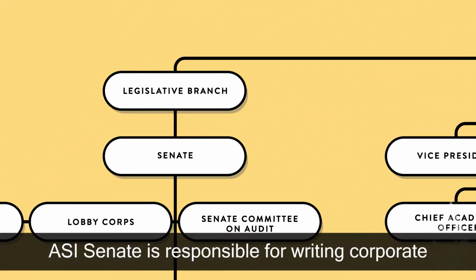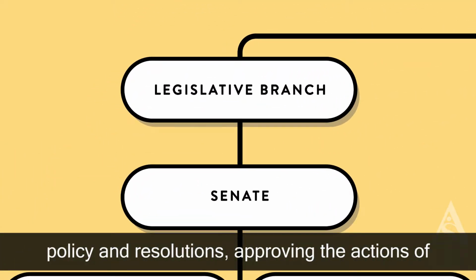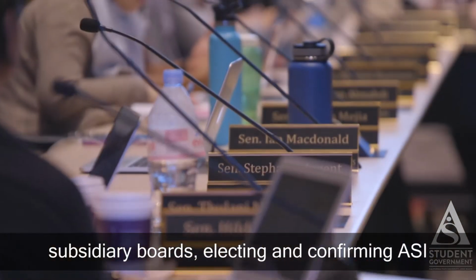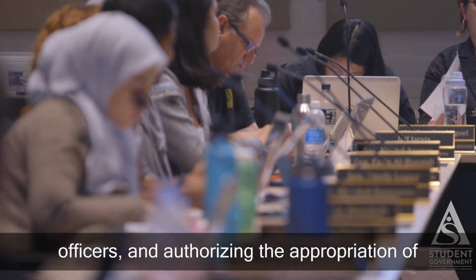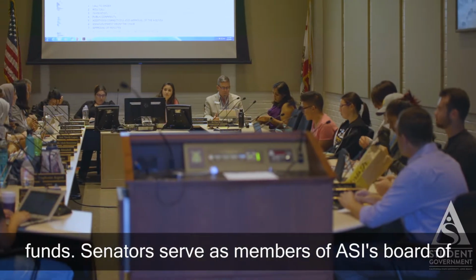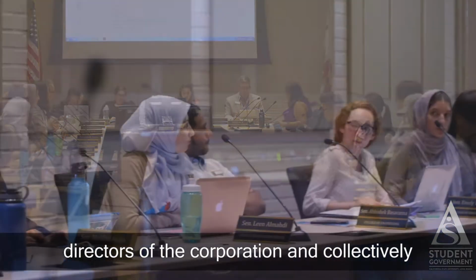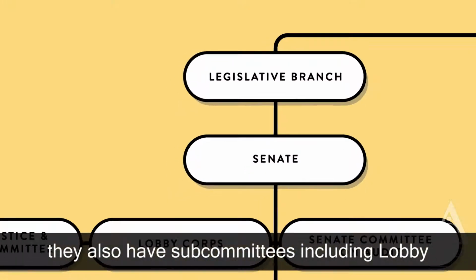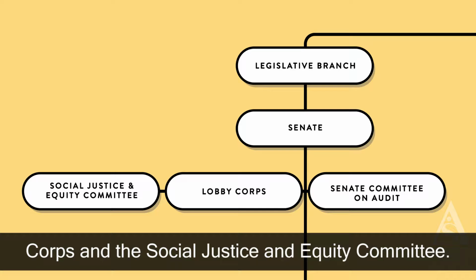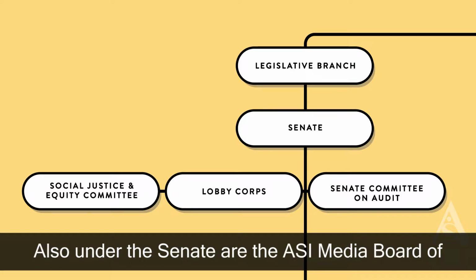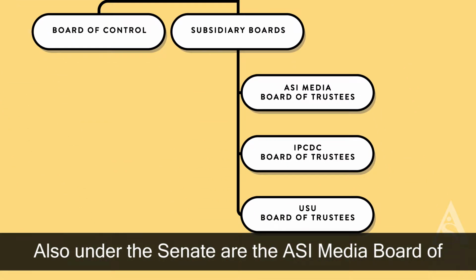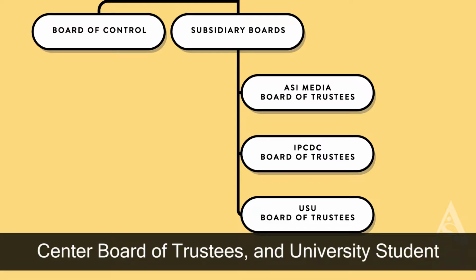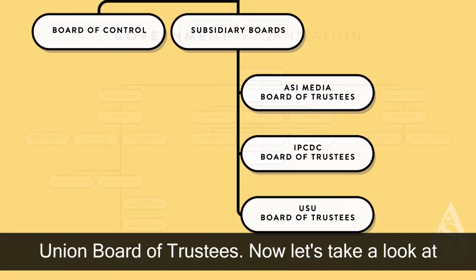ASI Senate is responsible for writing corporate policy and resolutions, approving the actions of subsidiary boards, electing and confirming ASI officers, and authorizing the appropriation of funds. Senators serve as members of ASI's Board of Directors of the corporation and collectively represent the voice of Long Beach State students. They also have subcommittees, including Lobby Corps and the Social Justice and Equity Committee. Also under the Senate are the ASI Media Board of Trustees, Isabel Patterson Child Development Center Board of Trustees, and University Student Union Board of Trustees.